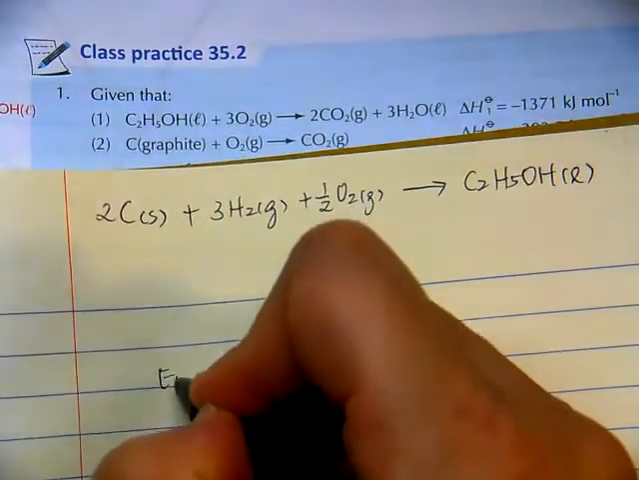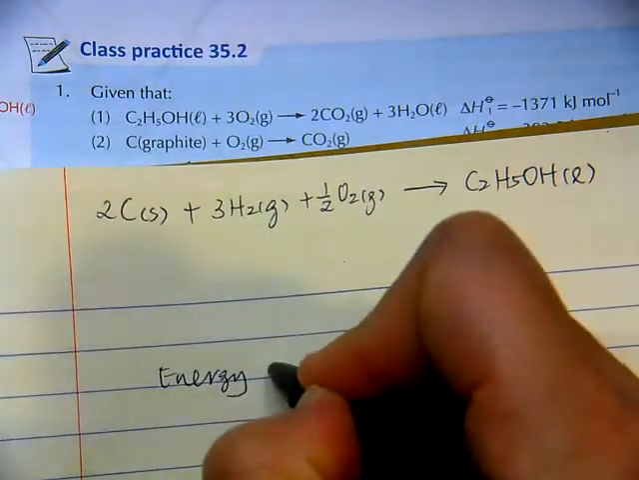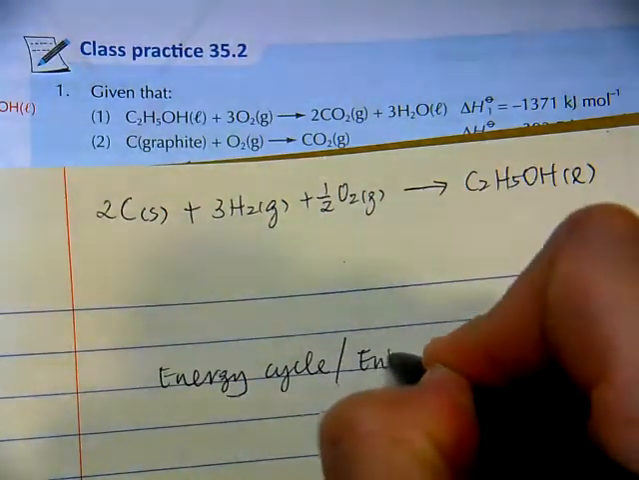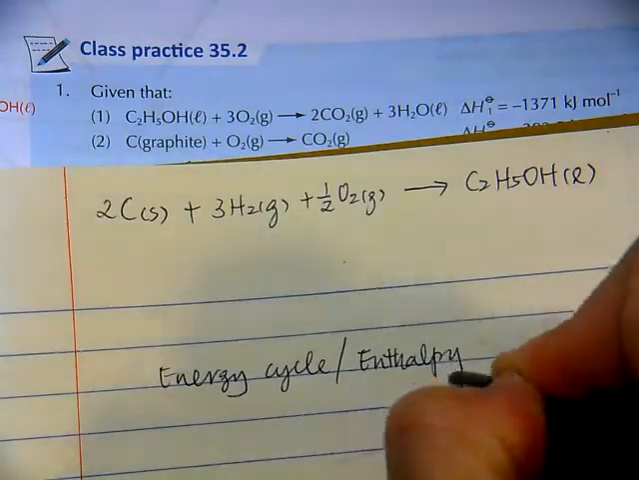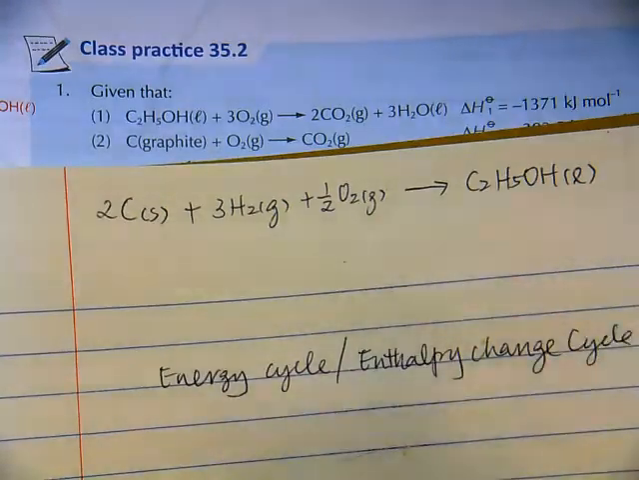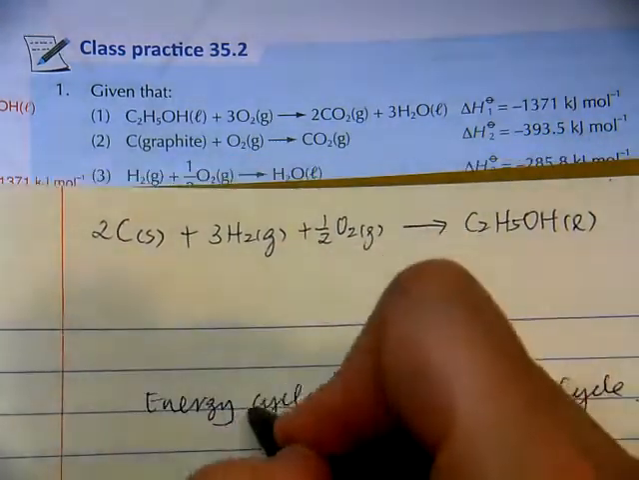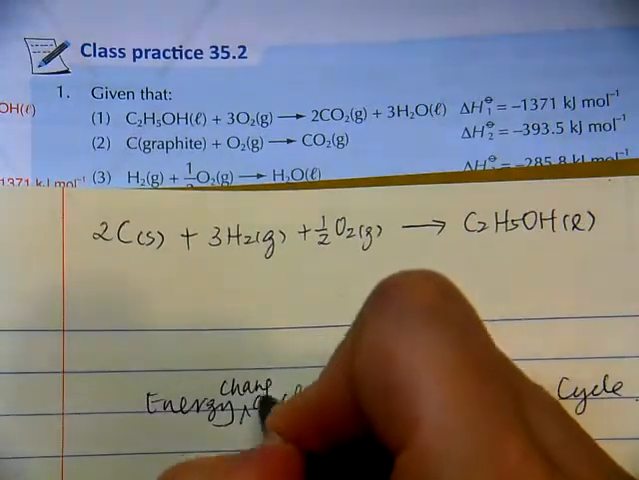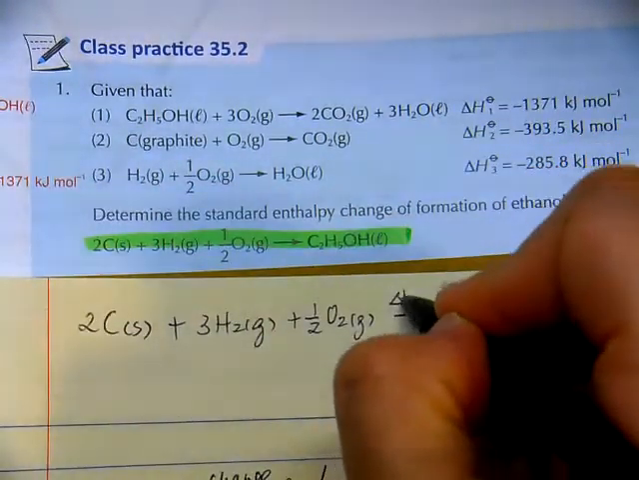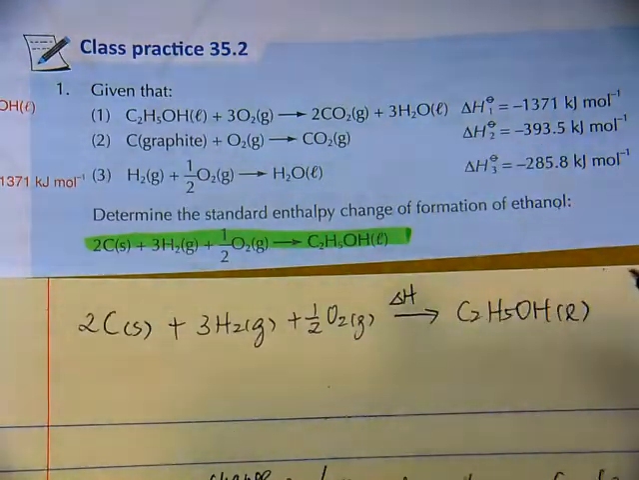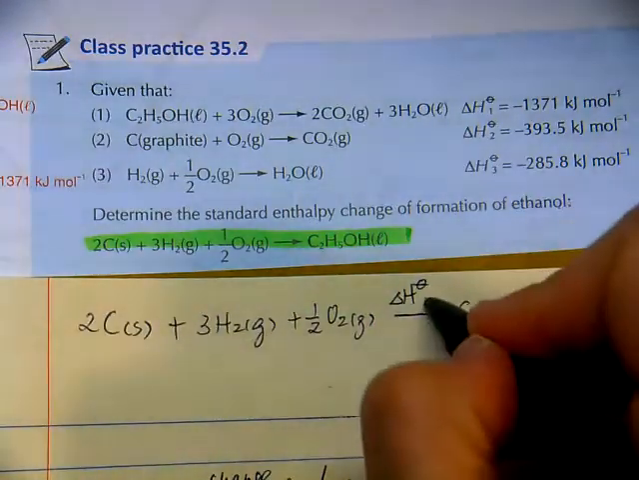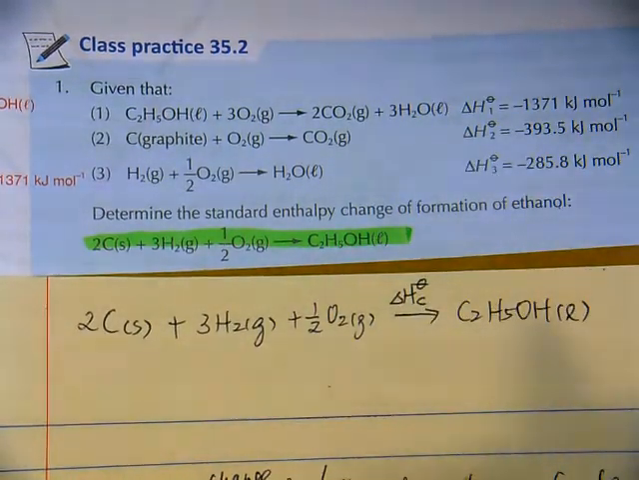Now I'm showing the energy cycle, or enthalpy change cycle. Okay? Oh, this is your target. You are required to work out this delta H. It is the standard enthalpy change of combustion of ethanol.